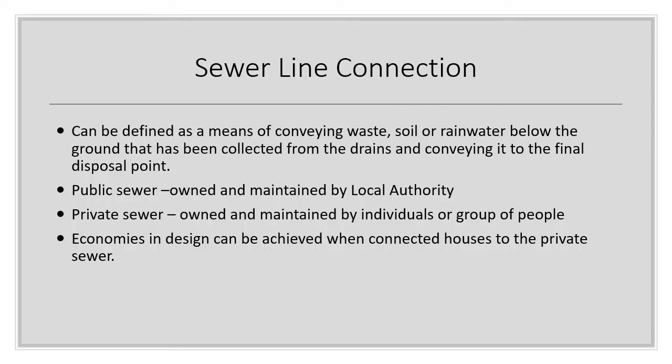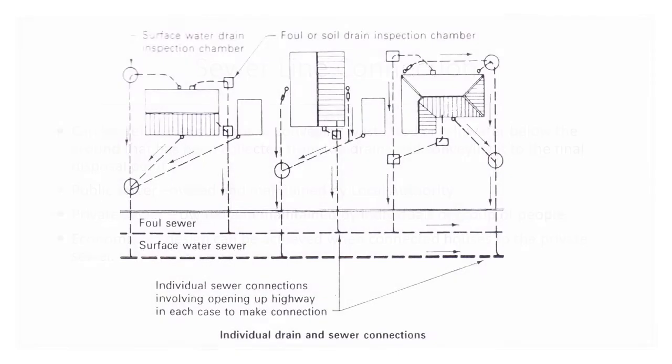Sewer line connection can be defined as means of conveying waste, soil or rainwater below the ground that has been collected from the drain and conveying it to the final disposal point. For public sewer, it is owned and maintained by the local authority, and for private sewer, it is owned and maintained by individuals or group of peoples. It is economic in design when connected house is connected to the private sewer instead of the public sewer.